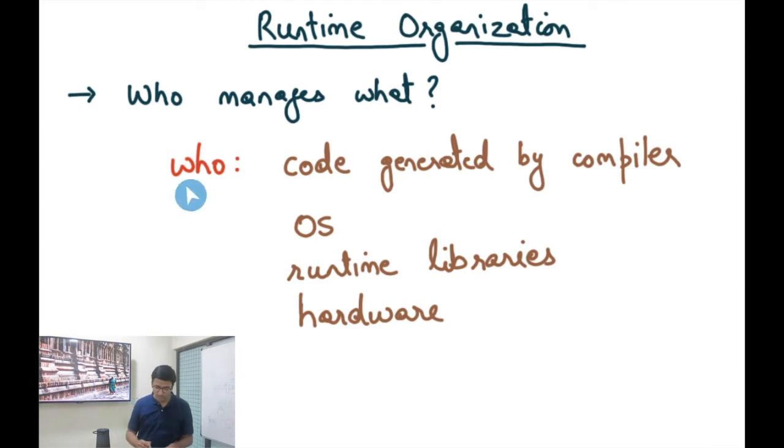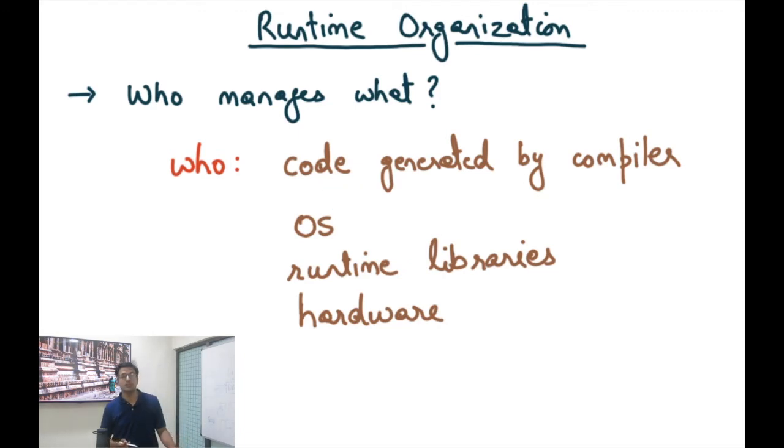So one of the who actors is the code generated by the compiler. It's not the compiler that's going to manage these things. These things are supposed to be managed at runtime, and unless we are talking about just-in-time compilation or something like that, for ahead-of-time compilers the compiler is nowhere in the picture during runtime. So this type of thing can only be managed by the code that has been generated by the compiler and not the compiler itself. Some of these things will be managed by the code generated by the compiler.